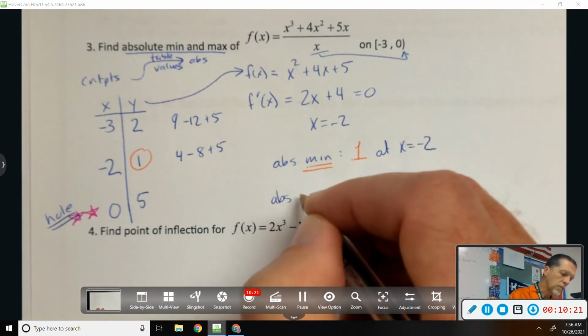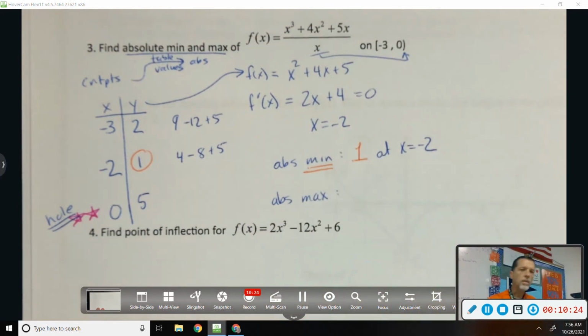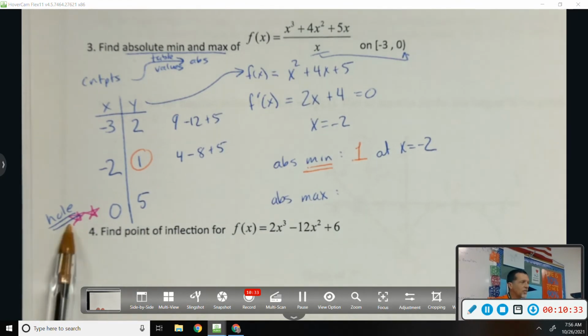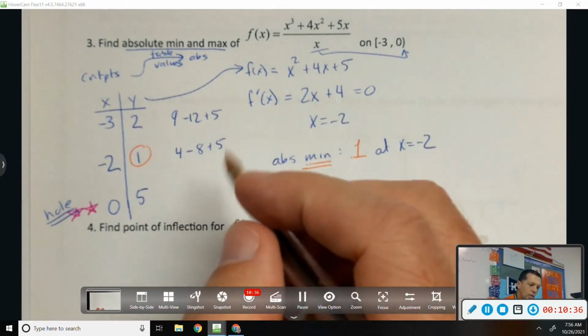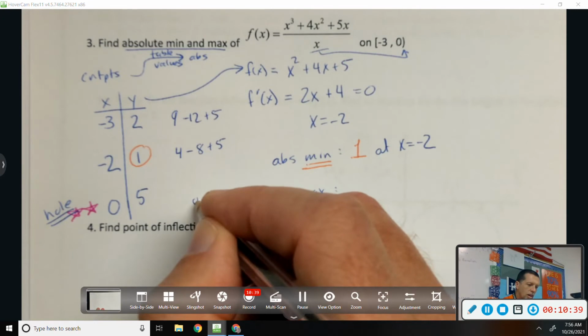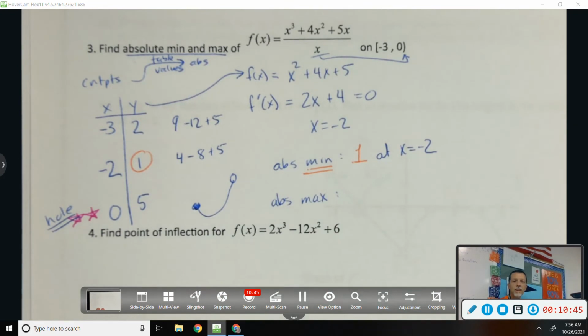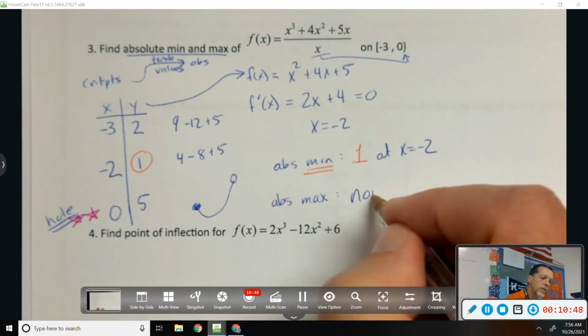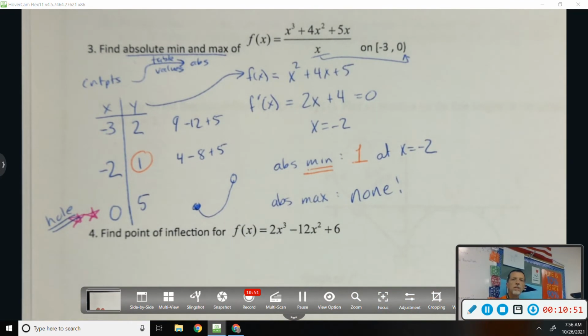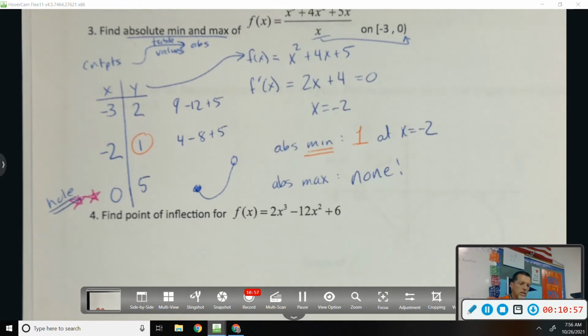What about the absolute maximum? Good. Something's at 5, but the thing at 5 is a hole. The left end is fine. The right end, there's a hole at 0, 5. So there is no max, because there's a hole there. So those endpoints are tricky, especially if they're not included.